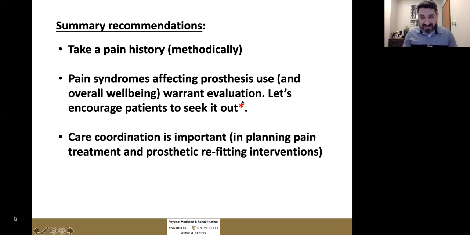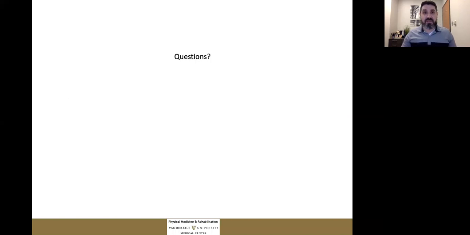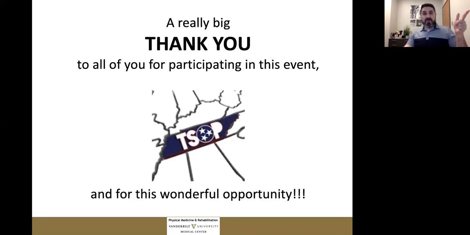My asterisk there is, don't just tell them to go to a pain clinic. If they're hurried and busy and not going to take the time to do a proper workup and figure out what's in play for these patients, we don't just want them being on pills, or failing pills and going to a spinal cord stimulator when something else could have been done. But we do need evaluations. So care coordination is important in planning pain treatments and prosthetic refitting interventions. We all have to be on the same page, educate our patients, knowledge grants agency, and decision-making capacity.